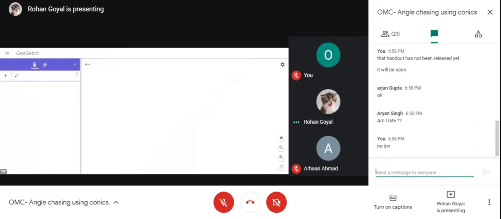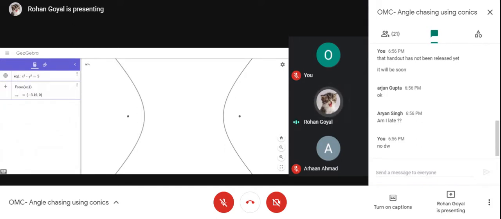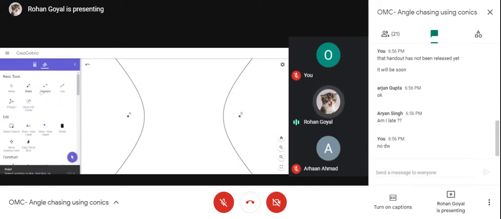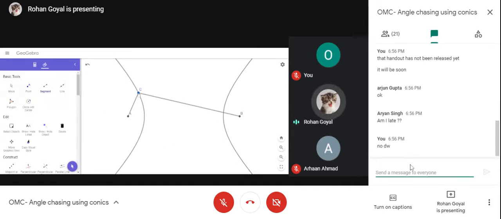Something like this. This is a hyperbola. Again, you have 2 points which are called the foci, and now for any point C, the absolute value of CB minus CA is fixed. That's a hyperbola. Earlier we had the sum, and now we have the difference.